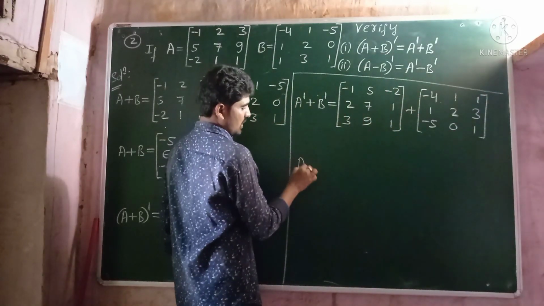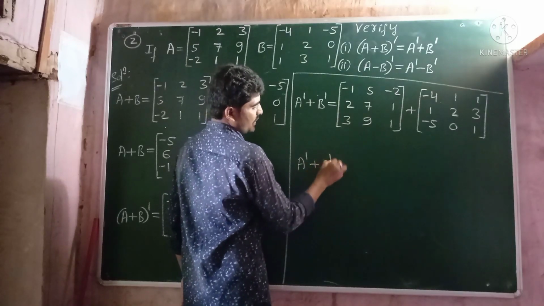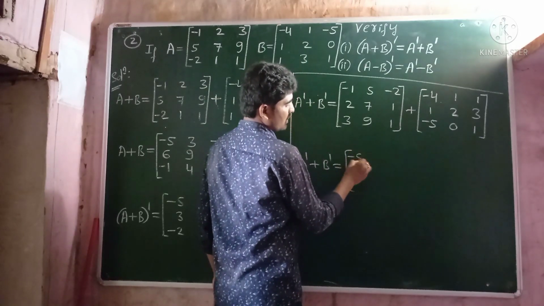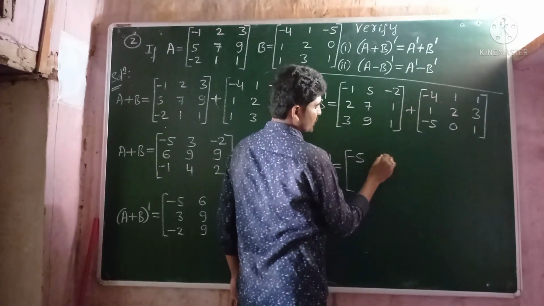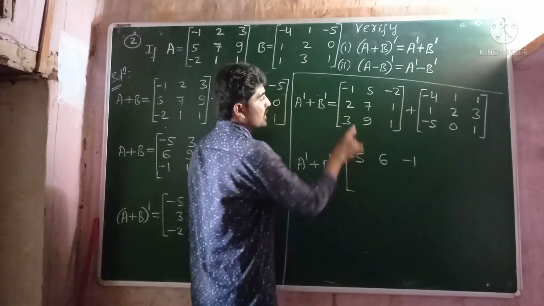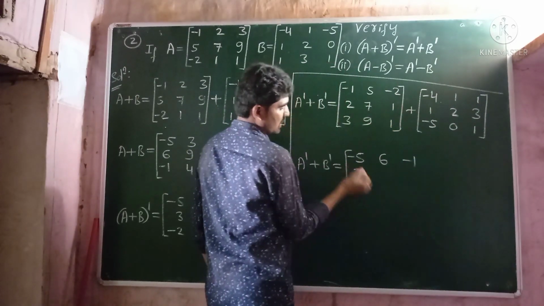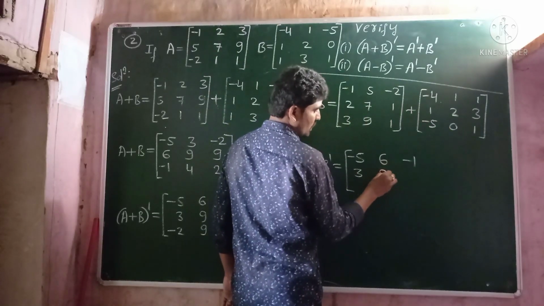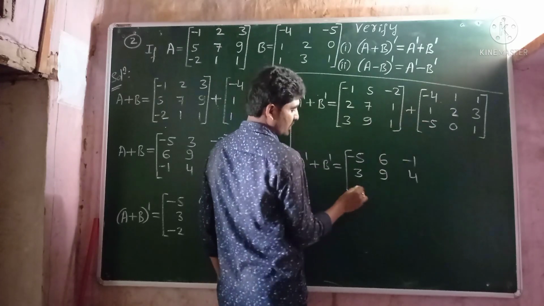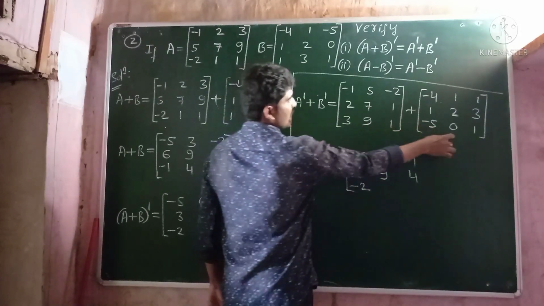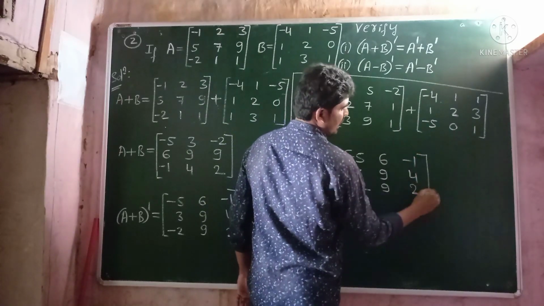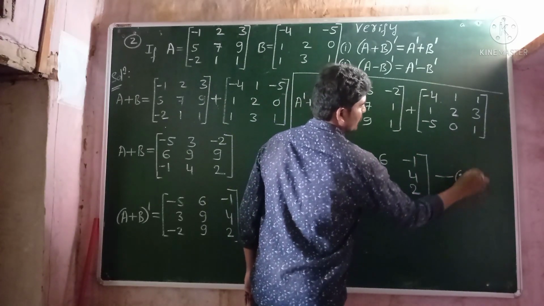Therefore A dash plus B dash is equal to -1 -4 is -5, 5 plus 1 is 6, -2 plus 1 is -1, 2 plus 1 is 3, 7 plus 2 is 9, 1 plus 3 is 4, 3 minus 5 is -2, 9 plus 0 is 9, 1 plus 1 is 2. I now call it equation number 2.